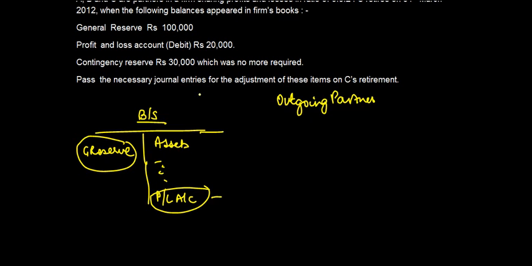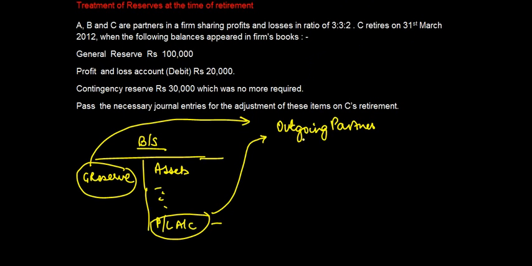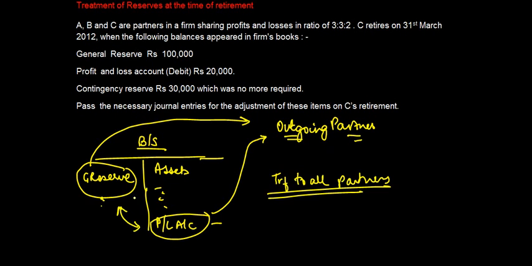So whatever is the balance of this reserve is normally transferred to all the partners. So you can do it two ways. You can either debit or credit these reserves, depending on what kind of balance they have, and transfer to all partners, or you can just simply find out how much of this reserve is the share of the outgoing partner, debit or credit that number accordingly, and give a corresponding debit or credit to the outgoing partner.